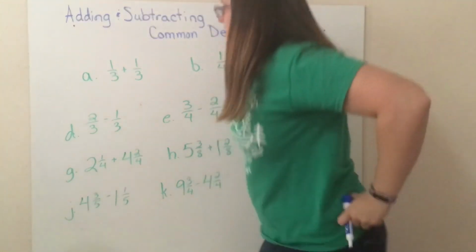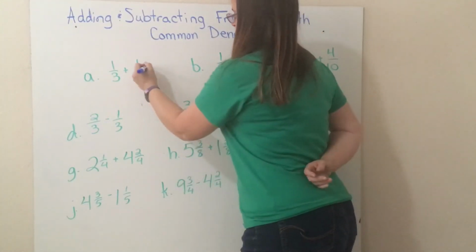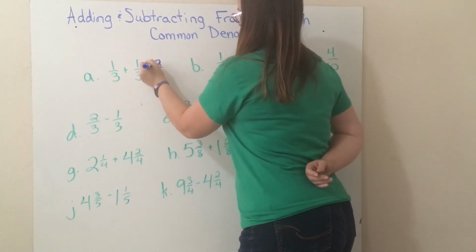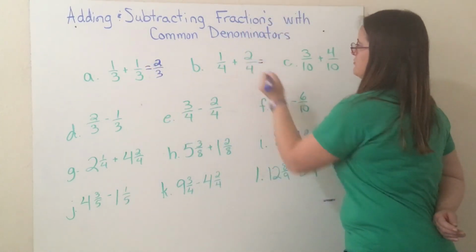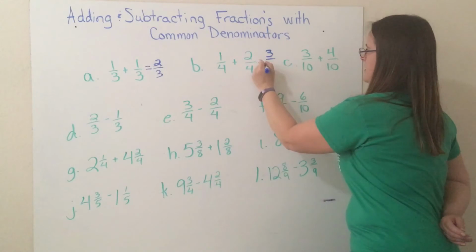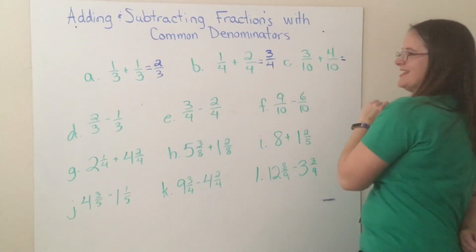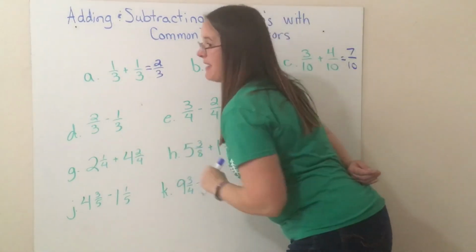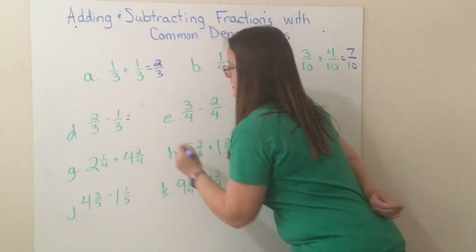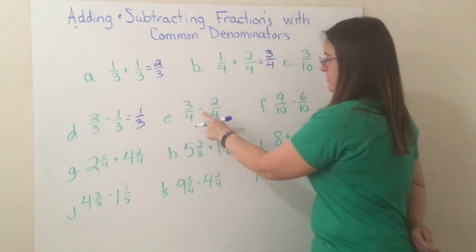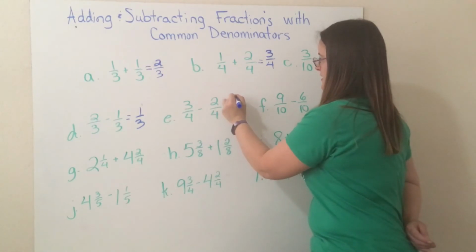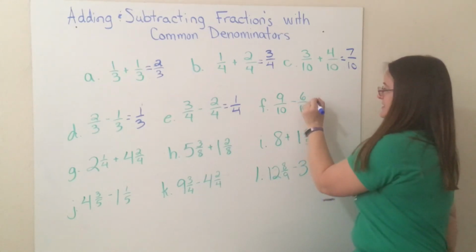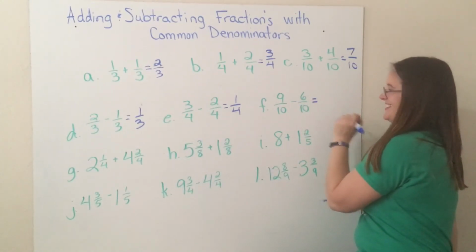Okay, Nyla, what is 1/3 plus 1/3? 2/3. There we go. Nyla, what's 1/4 plus 2/4? 3/4. 3/10 plus 4/10? 7/10. 2/3 minus 1/3? 1/3. 3/4 minus 2/4? 1/4. 9/10 minus 6/10? 3/10.